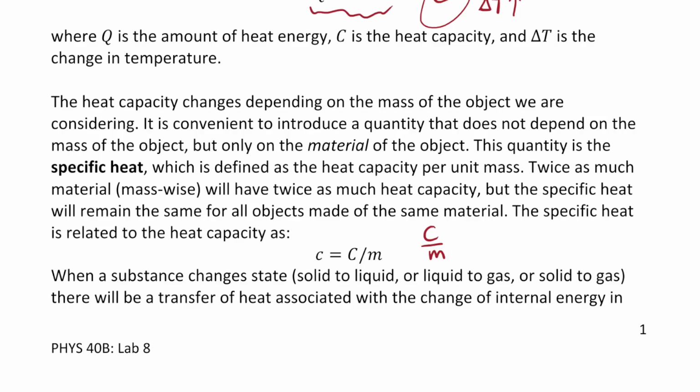And so the specific heat would be something called an intensive quantity. And then heat capacity itself is something called an extensive quantity, meaning that if you combine two systems, it should increase.